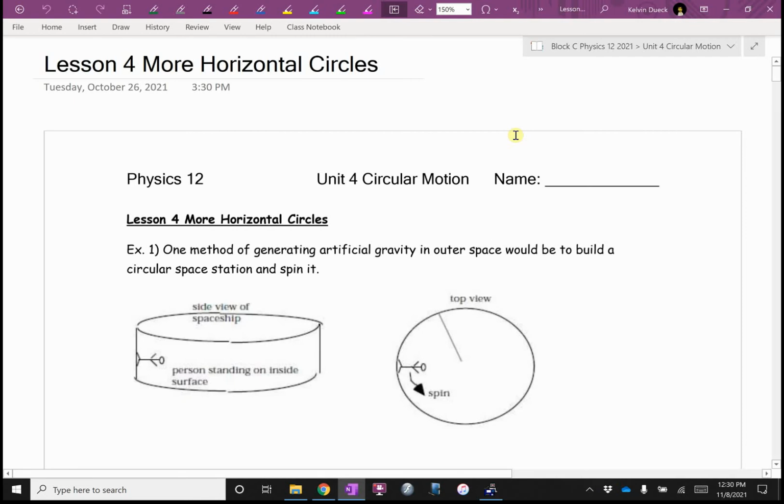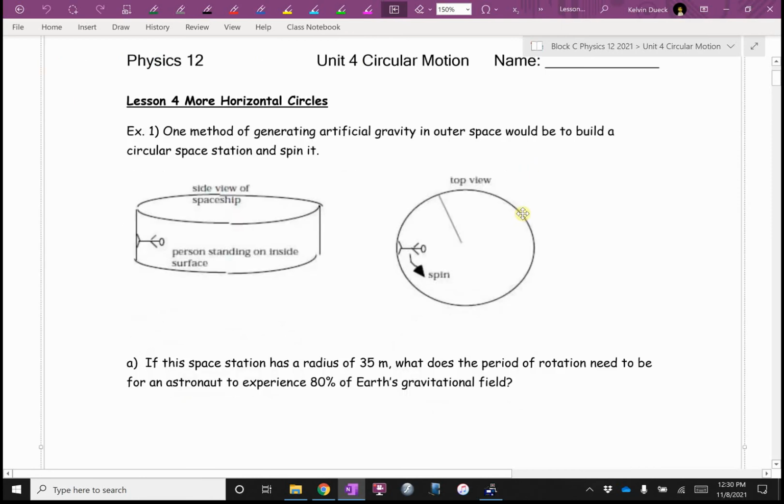Here's another nice horizontal circle, artificial gravity. One method of generating artificial gravity in outer space would be to build a circular space station and spin it. You've probably seen it in sci-fi movies, a spinning space station to do artificial gravity. Would that work? Well, let's find out. So here's a side view, here's a top view.